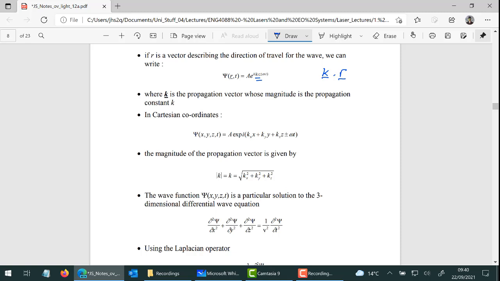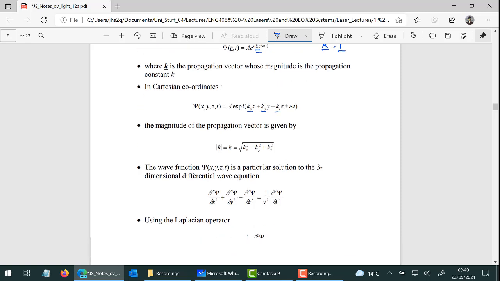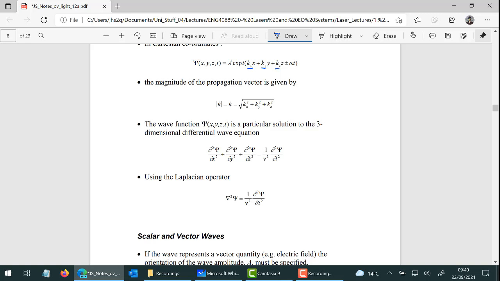It gets a bit messy, but we have a wave propagation constant for the x, the y and the z axis, and we have the overall magnitude given by the sum of the squares, all square rooted, adding the individual propagation vectors in quadrature.